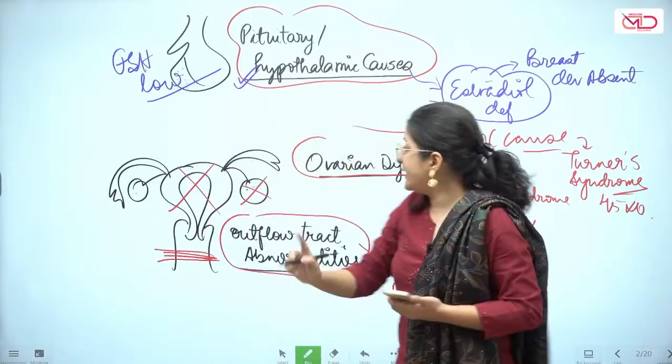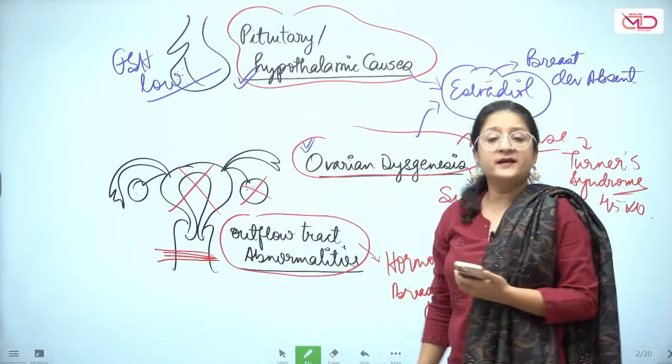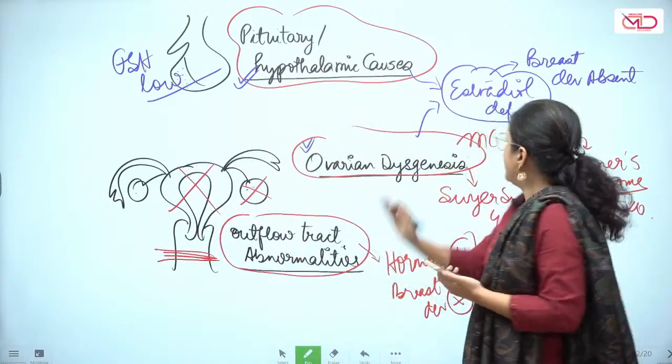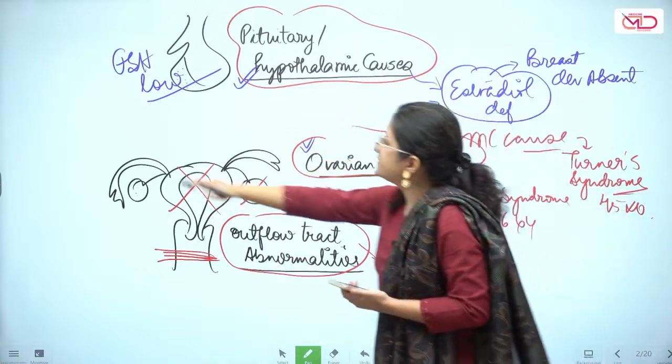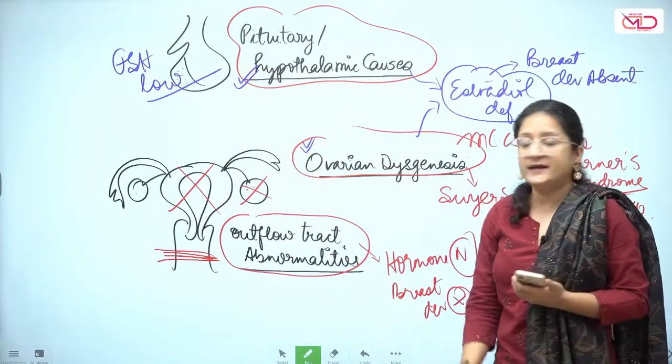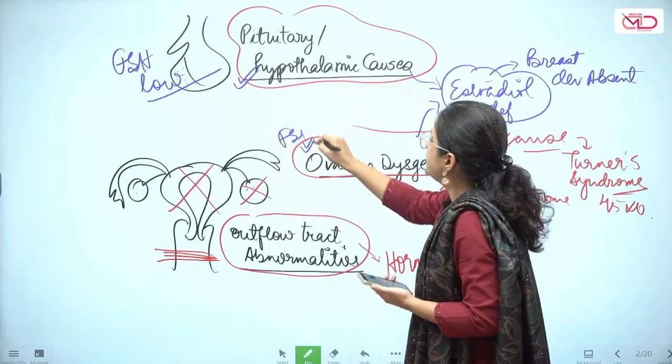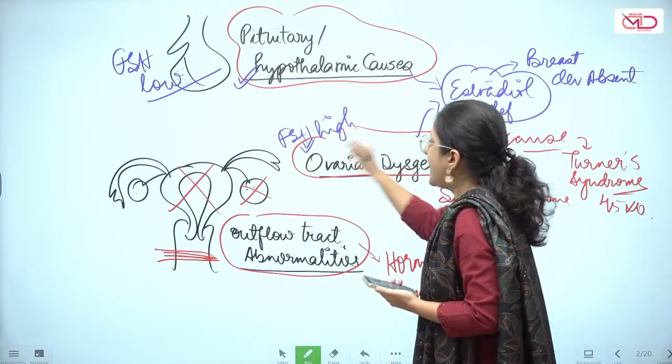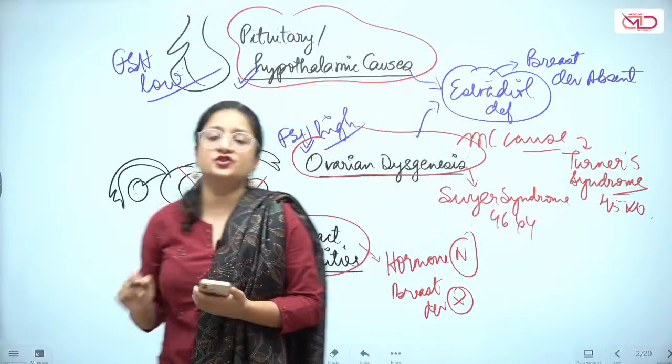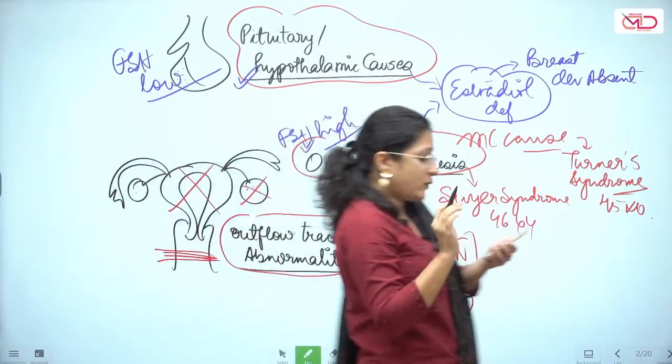And if there is a gonadal cause, ovarian dysgenesis, then estradiol deficiency is going to cause feedback stimulation of the higher centers, and your FSH levels are going to be high. You remember this chart while attempting the questions further.